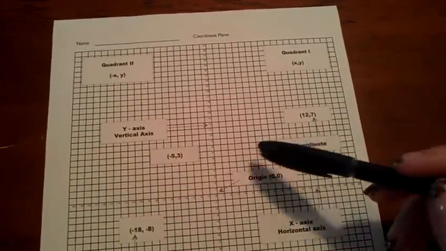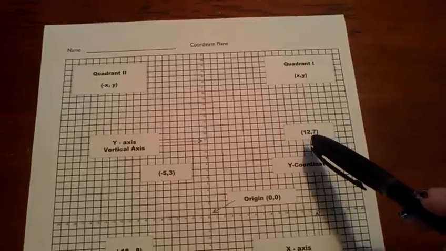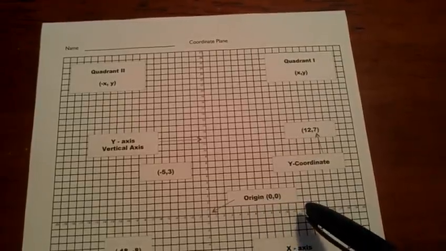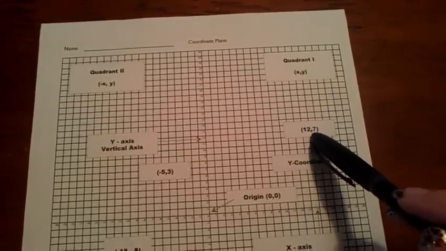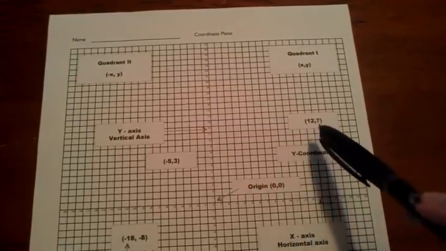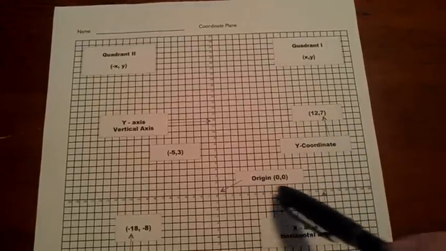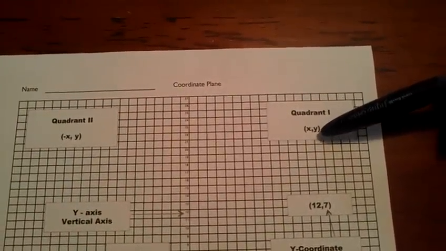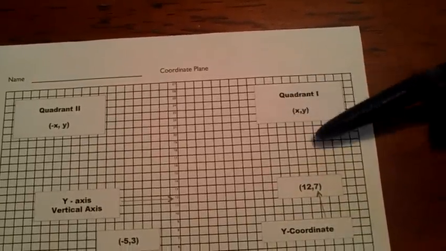Now, take a look right here. 12, 7. This is a point on the coordinate plane. It means that starting at the origin, we went 12 points to the right and then 7 points up. That lands us at ordered pair 12, 7. The 7 is our y-coordinate because that's where we land on the y-axis. The 12 is the x-coordinate because that's where we land on the x-axis. If you notice, it falls in quadrant 1. You'll notice I've got x, y here, and both our x's and our y's in quadrant 1 are all positive.